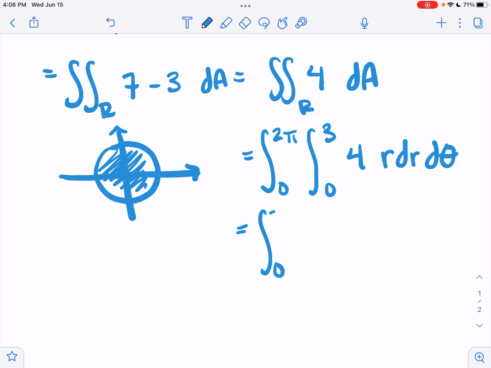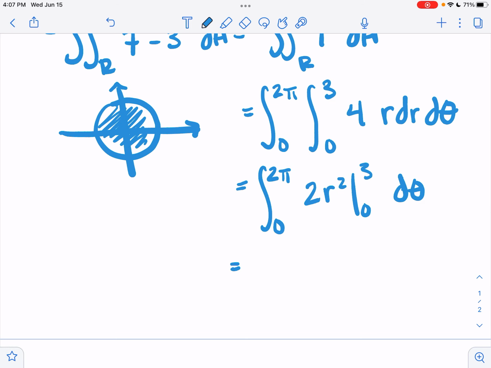That's the integral from 0 to 2 pi. Let's see, r squared over 2, so we're going to have a 2r squared, 0 to 3 d theta. Let's see, 3 squared is 9 times 2 is 18. So 0 to 2 pi of 18 d theta, that's going to be 36 pi as the answer.